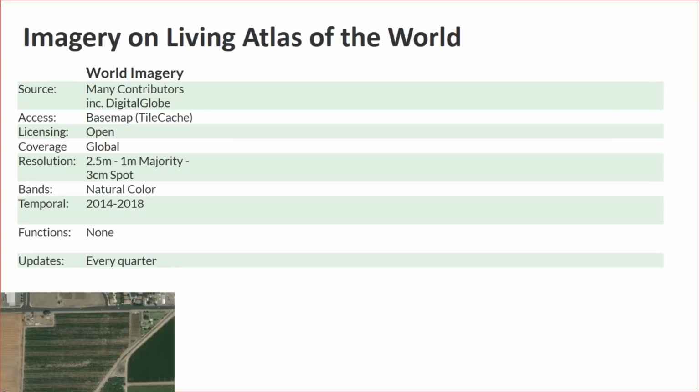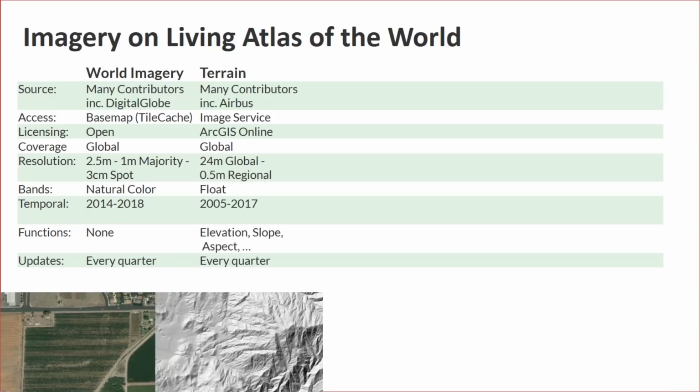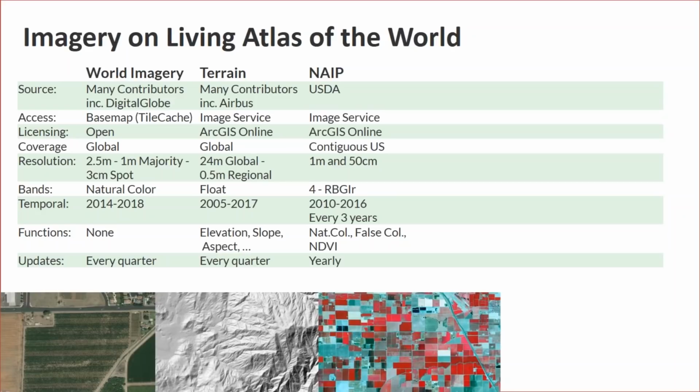One is world imagery. This actually comes from many contributors. As I mentioned, it's about 2.5 meter resolution global. The majority of the area is 1 meter, and there are some areas which go down to even higher resolutions. But it's really just natural color and as a base map. Another one is terrain. Terrain actually is a global digital elevation model, which can be used not only for visualization, but analysis. It has various functions such as returning slope and aspect.